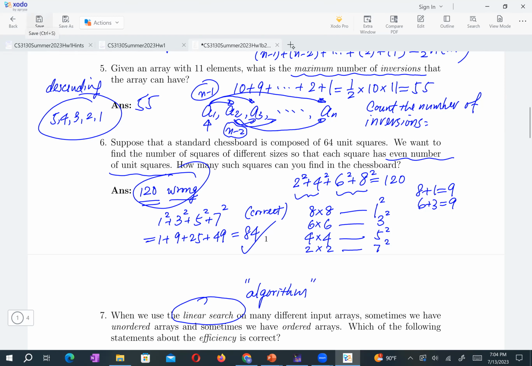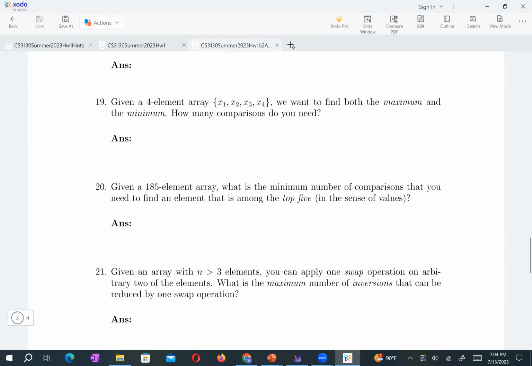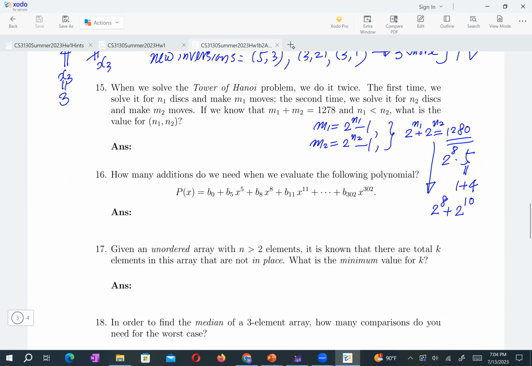So we change based on the correct understanding. Let's continue. Next question. This one, counting by reference. Now it is very easy.